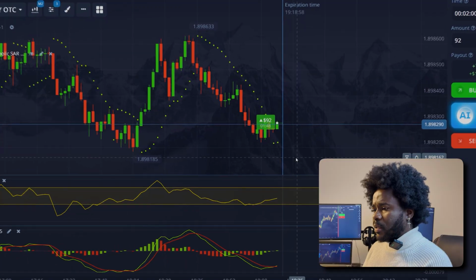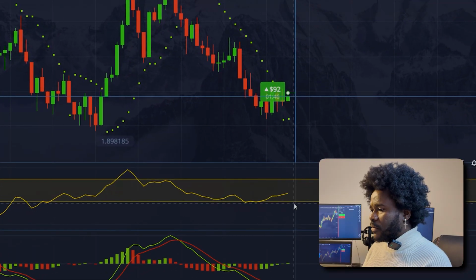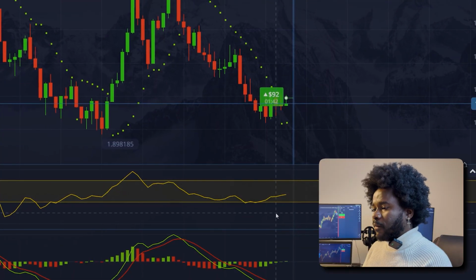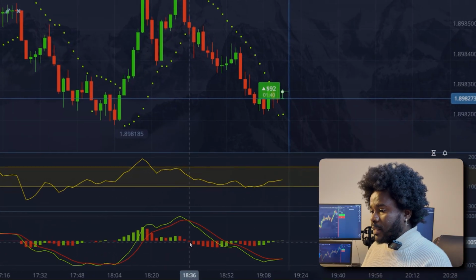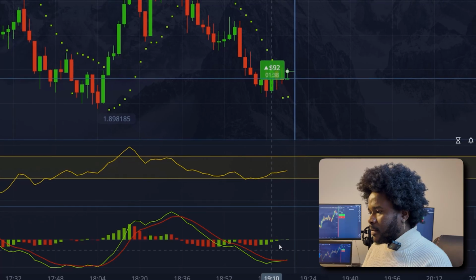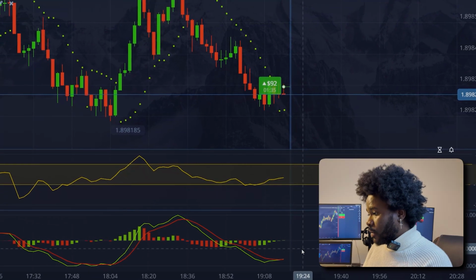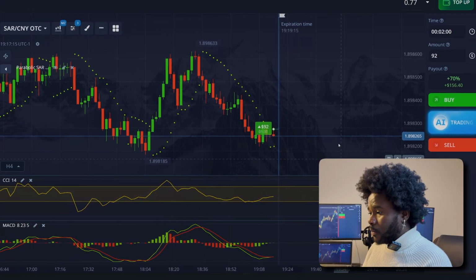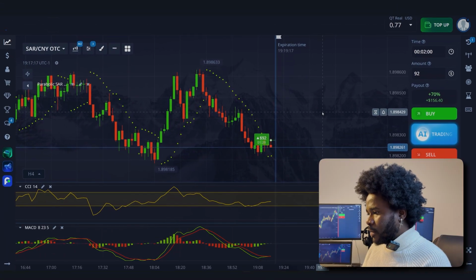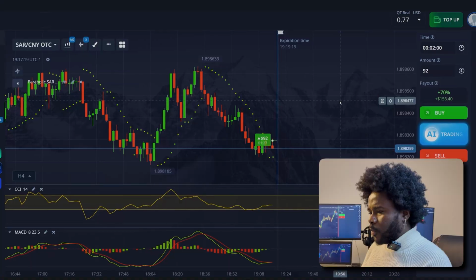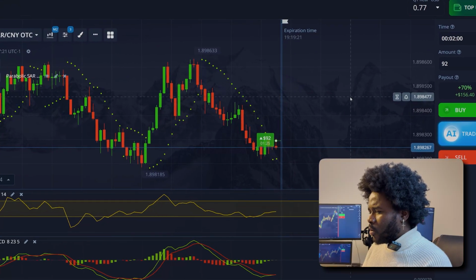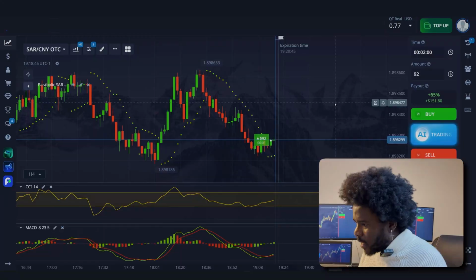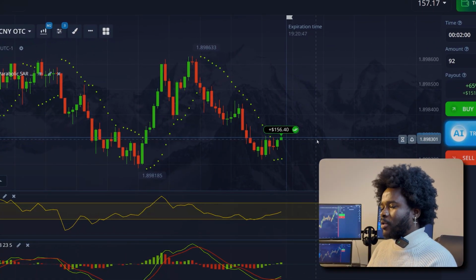CCI High is near the negative zone and starts turning upward, meaning the downward impulse is fading. On MACD, the red histogram ends and the first green bar appears near zero. This signals the beginning of positive momentum. The lines are aligned and turn upward. All indicators point in the same direction, so the buy trade here looks promising. Waiting for the close, and I get $156.